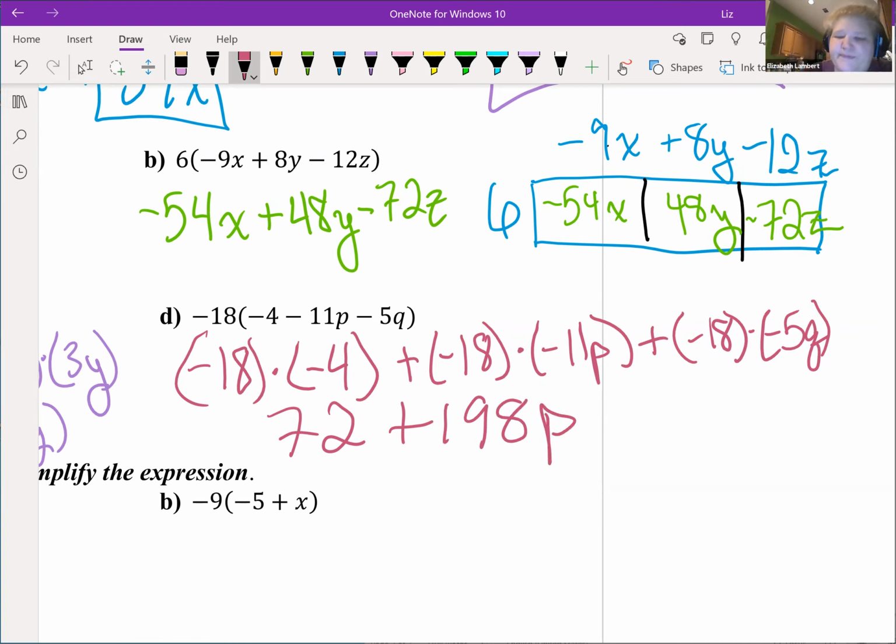With the p. And then negative times negative again is positive. So 5 18s is 50 and 40, 90. So 90q.